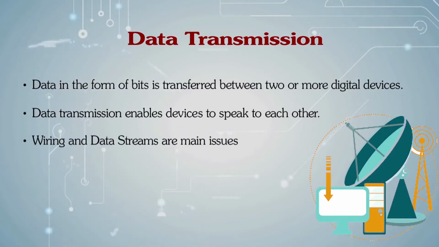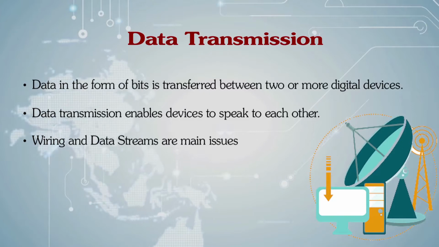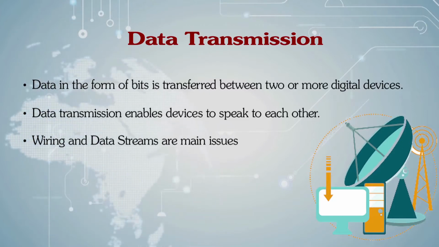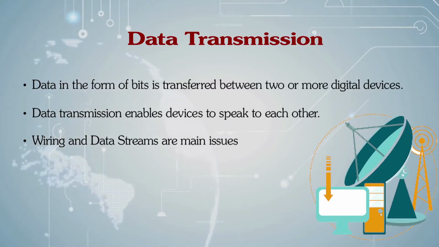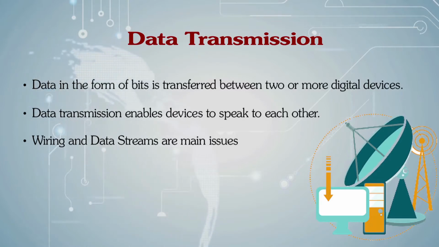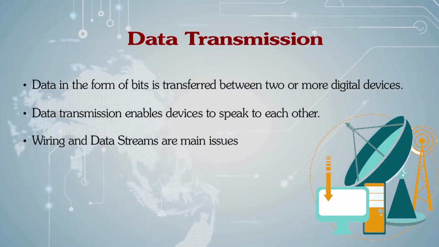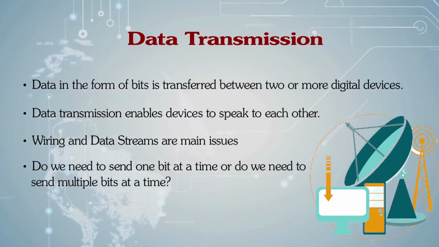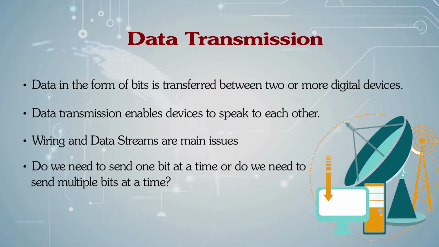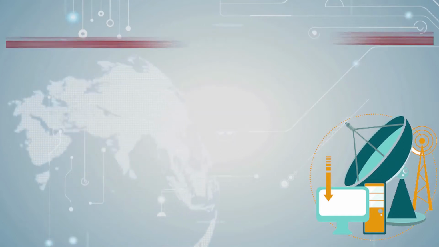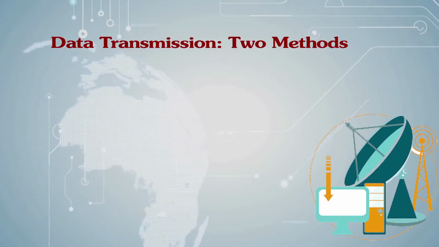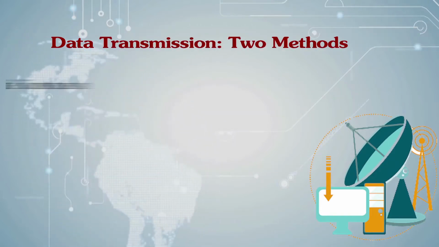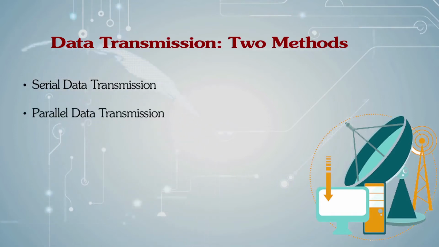Two issues are very important in data transmission: wiring and data streams. We'll explain these two terms now. What we mean is: do we need to send one bit at a time, or do we need to send multiple bits at a time? Two methods are there. We can send data serially, or we can send data in parallel.